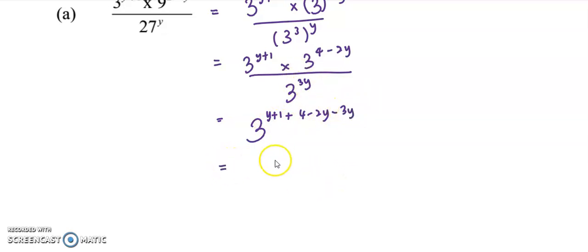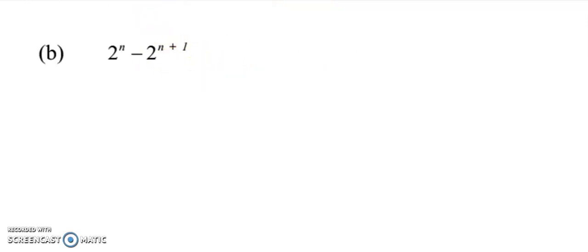Then you simplify it. Collect all the like terms together. You have y minus 2y, negative y. Negative y minus 3y, you get negative 4y. And the number, the like term, you have a 5. So you can just write it in this form, 5 minus 4y. This is your answer.